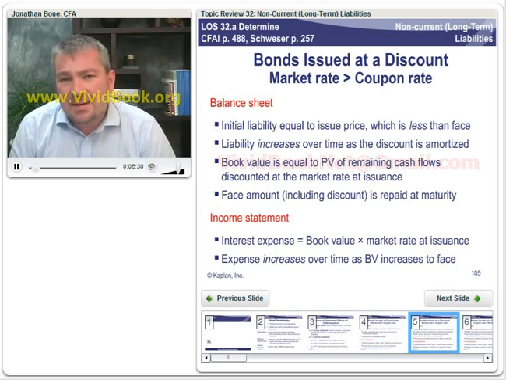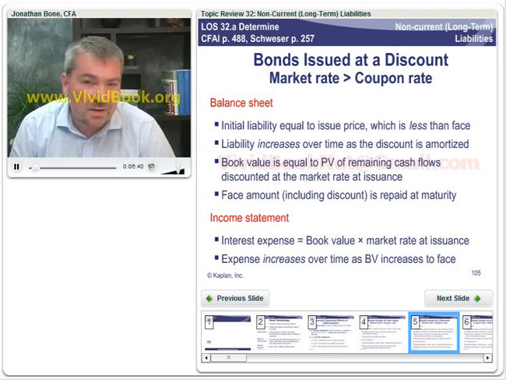Okay, yes, the balance sheet value is equal to the present value of the remaining cash flows discounted at your original interest rate, market rate, when the bond was issued. And of course, we know as well that at the bond's maturity, the par value will be repaid. In the income statement, now here's a key point. The interest expense is not simply going to be the coupon here. In fact, our interest expense is made up of coupon plus the amortized discount. Now we can calculate the interest expense by taking the opening liability value for each period times the market rate when the bond was first issued.